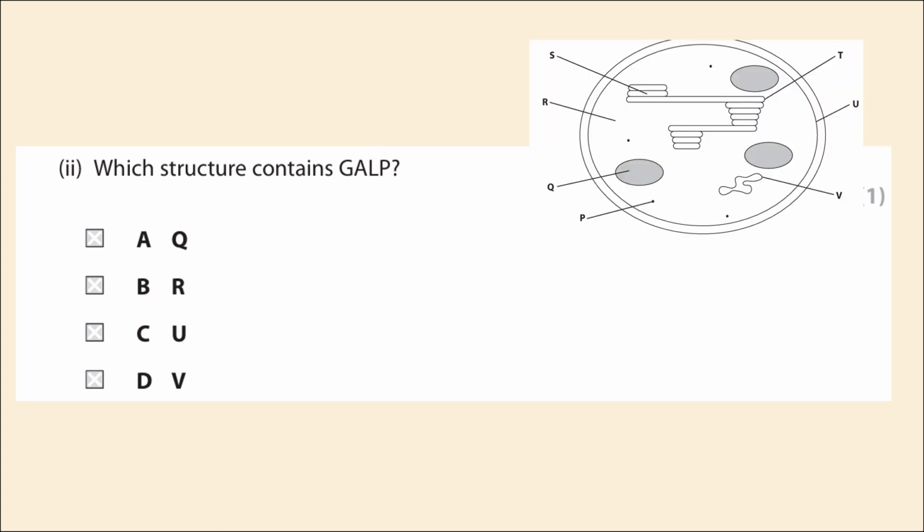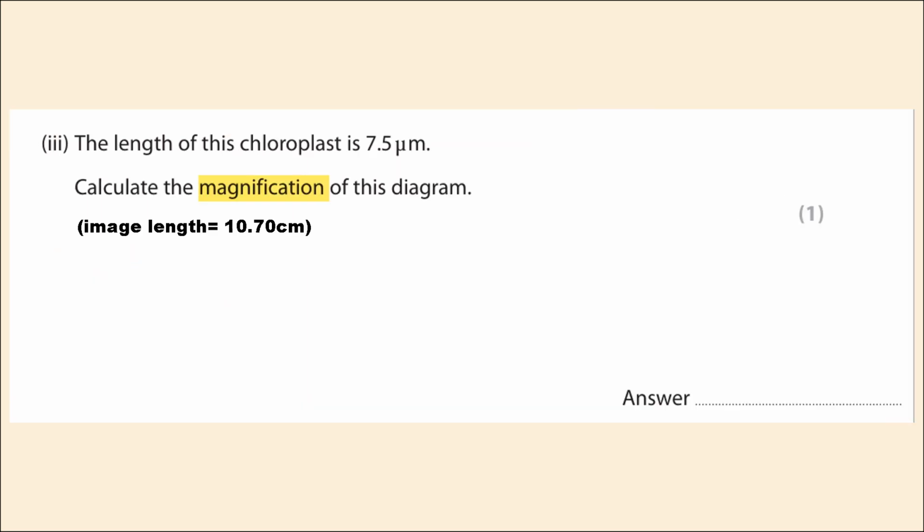As you know, the light independent reactions occur in the stroma of the chloroplast, where enzymes needed for these reactions such as Rubisco are located. So GALP, the main product of the light independent reaction, is produced in the stroma, and in the picture stroma is indicated by the letter R. Therefore the answer is B, the stroma.